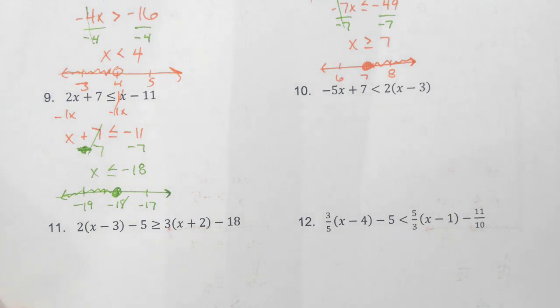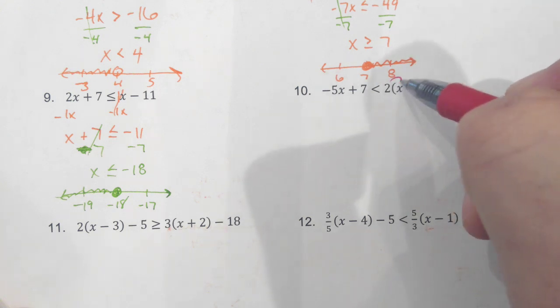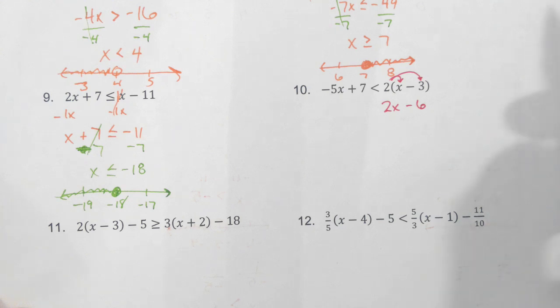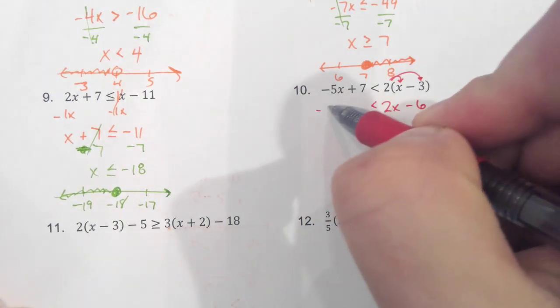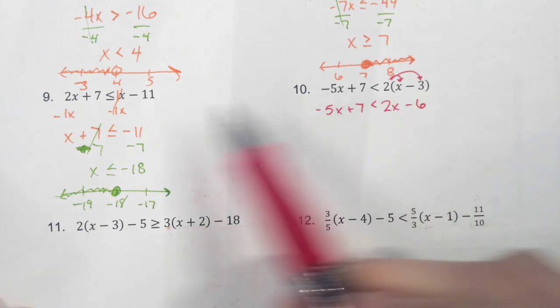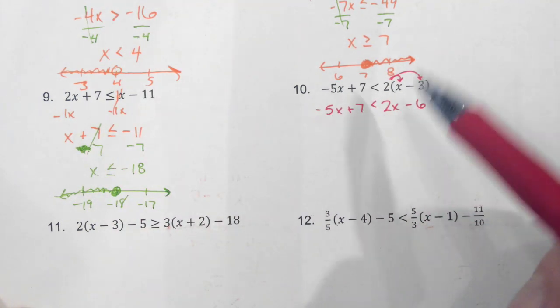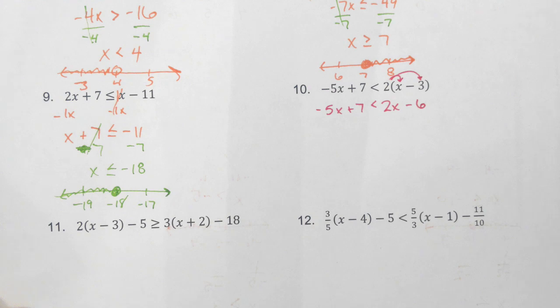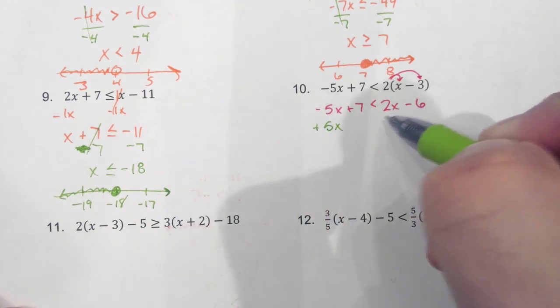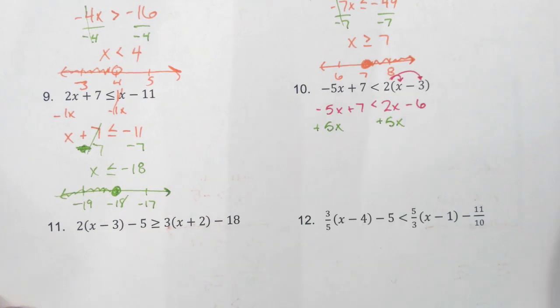On number 10, looks like we're adding parentheses. So the first thing you're going to do is get rid of those parentheses by distributing. So that's going to give us 2x minus 6 on the right side. Going to rewrite that negative 5x and plus 7. Okay. Now it's like number 9. I've got variables on both sides of the inequality. Which one is smaller, negative 5x or positive 2x? Negative 5x is smaller, so I would add 5x to both sides of the inequality.